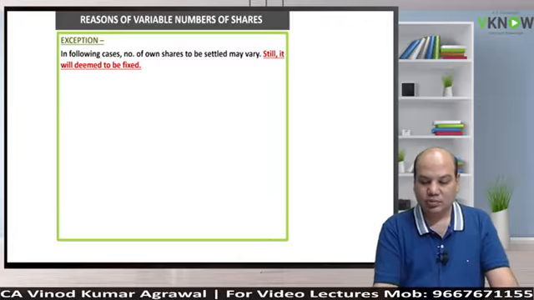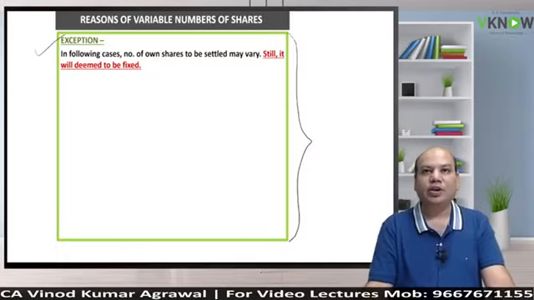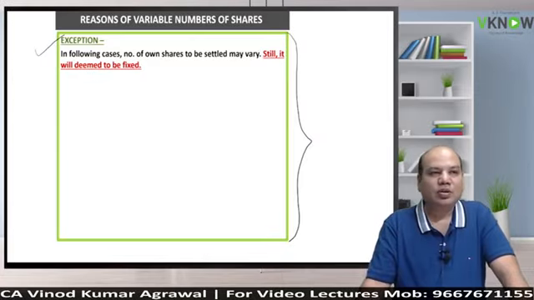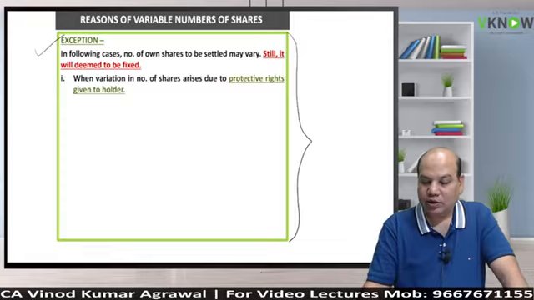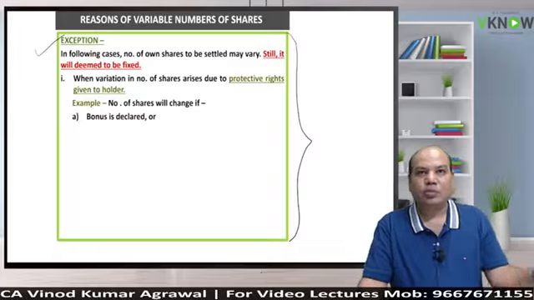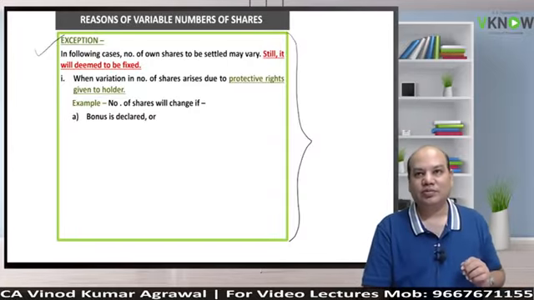Exception. Exception means in the following cases number of shares can vary, but still it is not treated as variable. Example, suppose we have entered into a contract whereby number of share will be issued if bonus is declared. If bonus will be declared, then the person to whom we have promised will also get a bonus share. Like it happens in convertible debenture.